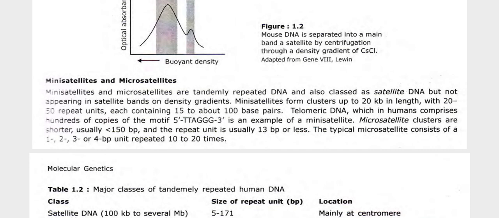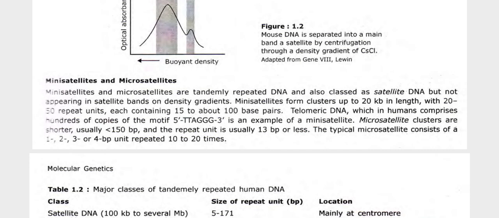Then minisatellites and microsatellites. Minisatellites and microsatellites are randomly repeated DNA and are also classed as satellite DNA, but do not appear as satellite bands on density gradients. Minisatellites form clusters up to 2 kb in length with 20 to 50 repeat units, each containing about 50 to 100 base pairs. So telomeric DNA, which in humans comprises hundreds of copies of the motif 5 prime TTAGGG 3 prime, is an example of a minisatellite.